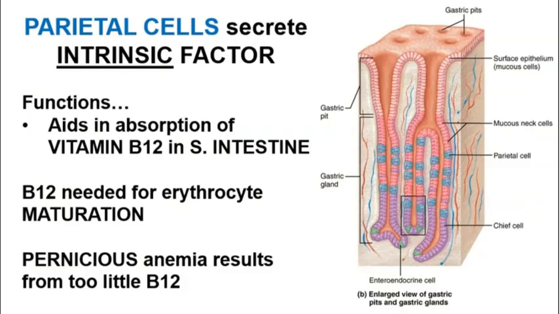Parietal cells also secrete a substance called intrinsic factor, which assists in the absorption of vitamin B12 within the small intestine. Vitamin B12 is essential for the proper maturation of erythrocytes, or red blood cells. So without enough vitamin B12 being absorbed, pernicious anemia can result.